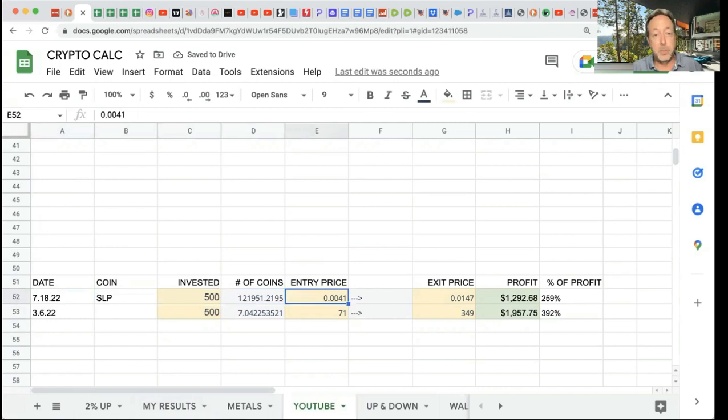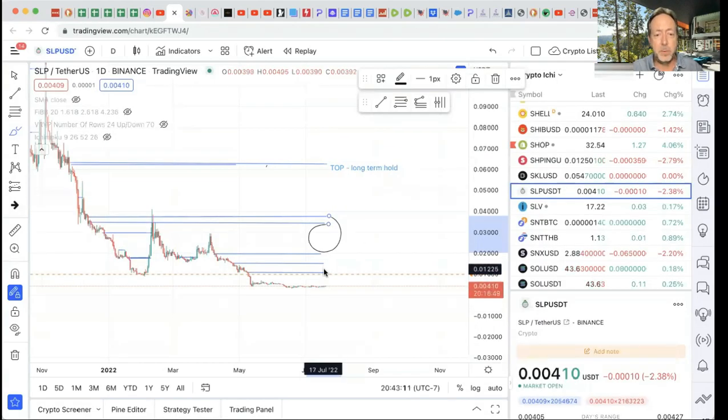I put my entry price. And this is just rough. I put my exit price where I want to sell at. I can always come back in here and put in a different exit price if I don't want to wait longer. Let's say I want to buy here and then sell, maybe not here, but right here. I come in and I modify it.